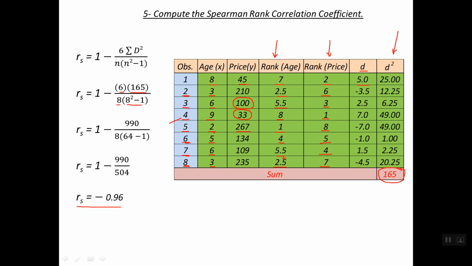In order to interpret this value of the Spearman coefficient, we conclude that we have a negative correlation because of the negative sign. Regarding the strength of the correlation, we have a very strong correlation between the two variables, which means that as the age of the car increases, which means that as X increases, the price of the car, which is Y, becomes lower. So this is the interpretation. We have a very strong negative correlation. So this is the way how to compute the Spearman rank correlation coefficient.